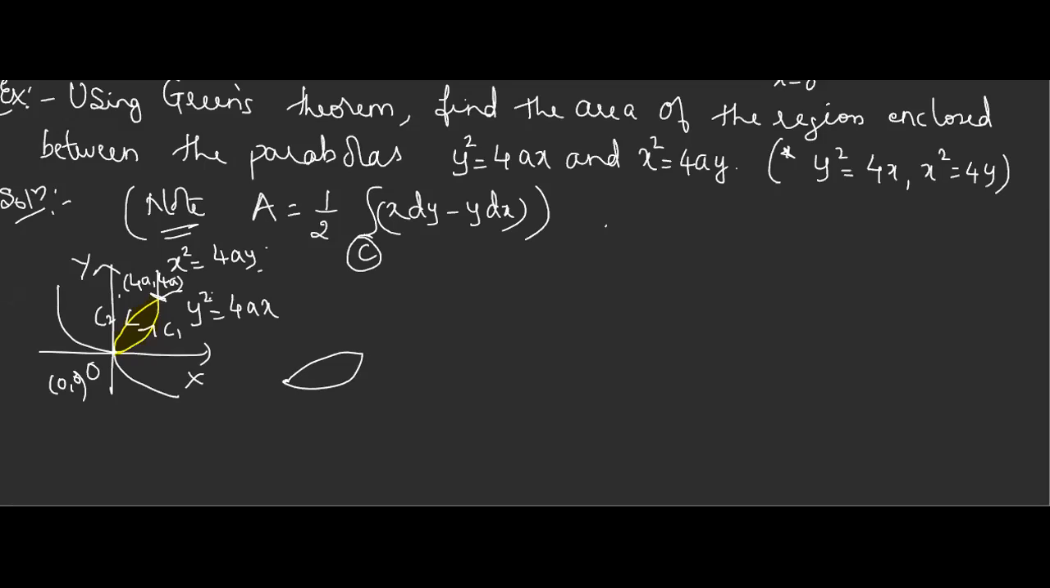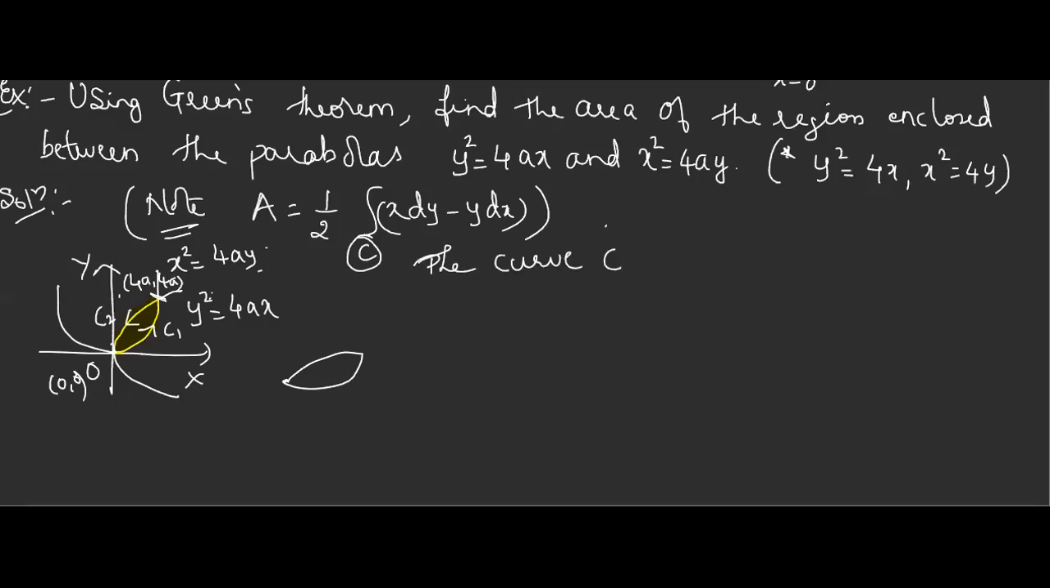So this entire C is made up of two parts. Say yes or no, please. Yes, ma'am. Okay. See, this boundary, curve C, is made up of two parts. One is C1 and another one is C2. So just write down.